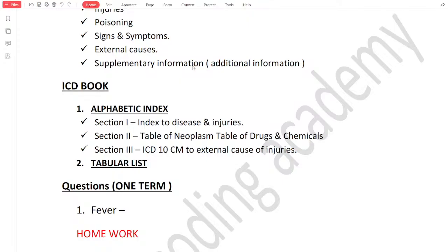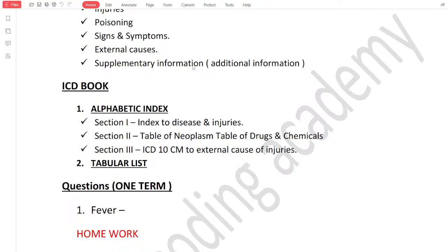And move on to section 2. It contains the table of neoplasm. What is neoplasm? It means cancer. Table of cancer related things, table of drugs and chemicals also. So these are seen in section 2. And move on to section 3. ICD-10-CM external causes of injuries are in section 3. External causes of injuries means burns or any type of injuries; the external causes are included in the section 3 part. Clear? So this is our alphabetic index.